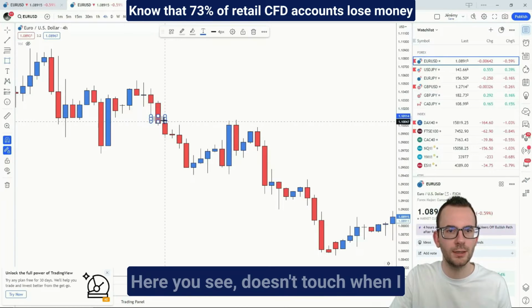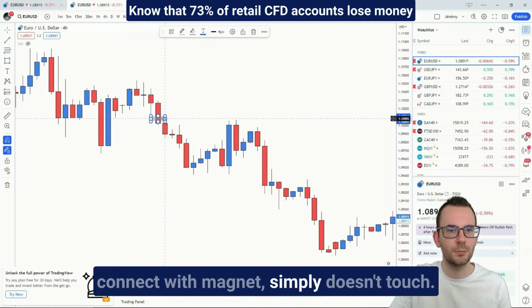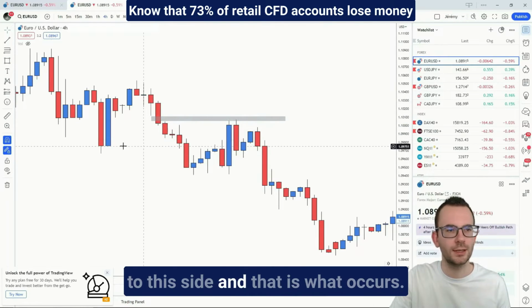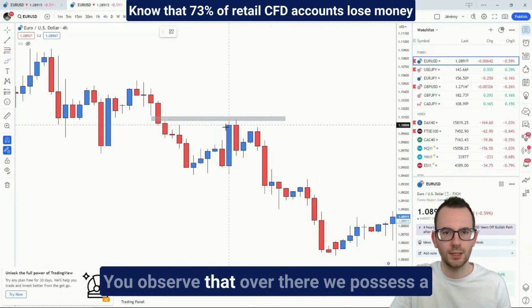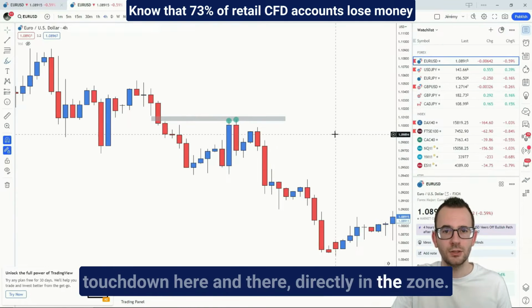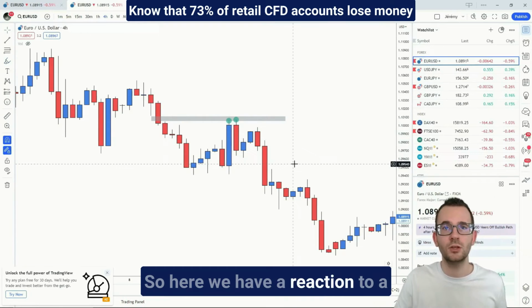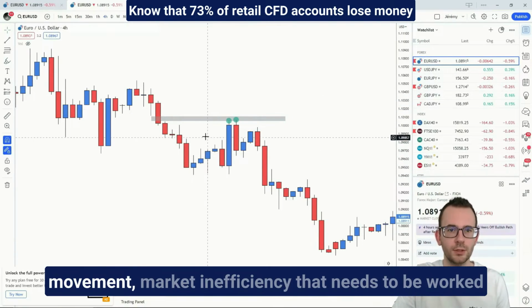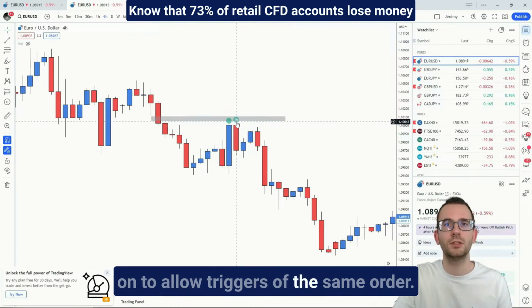The gap here, you see, doesn't touch when I connect with the magnet, it simply doesn't touch the top of candle 3. I just shift slightly to this side, and that is what occurs. You observe that over there, we possess a touchdown directly in the zone. So here we have a reaction to a fair value gap, an imbalance in a downward movement, a market inefficiency that needs to be worked on to allow triggers of the same order.